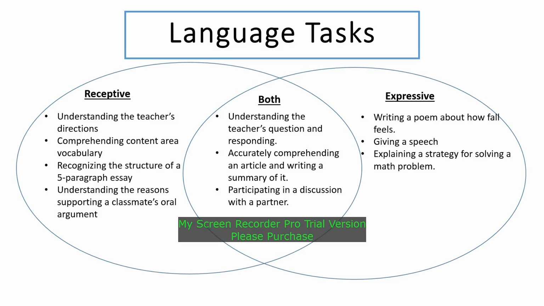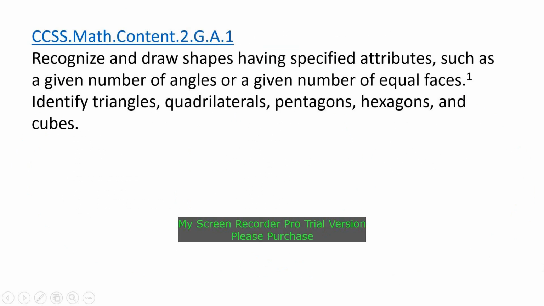Once we think about what the language demands are for a particular lesson, we know how to scaffold for them. Let's look at a new standard for an example. This is Common Core Math Standard for Grade 2, the Geometry Unit, Substandard A1, and it reads, recognize and draw shapes having specified attributes such as a given number of angles or a given number of equal faces. Identify triangles, quadrilaterals, pentagons, hexagons, and cubes.